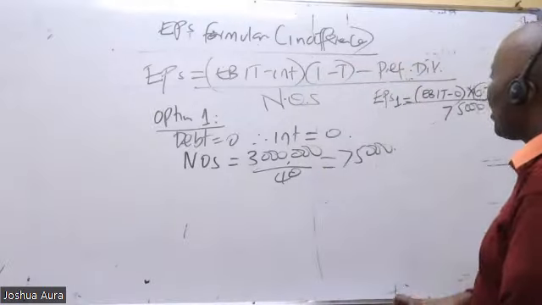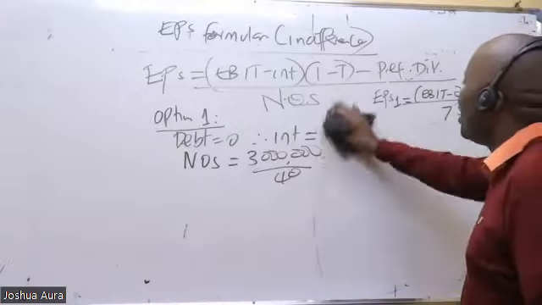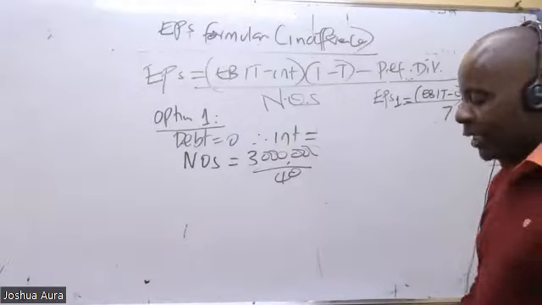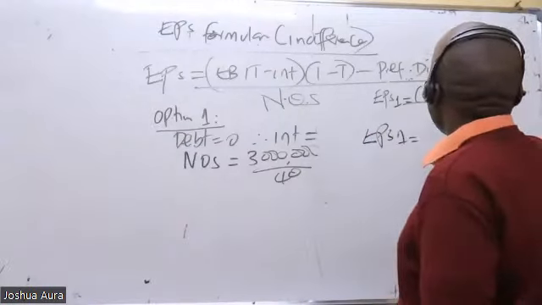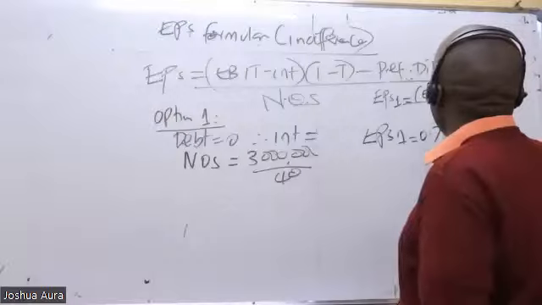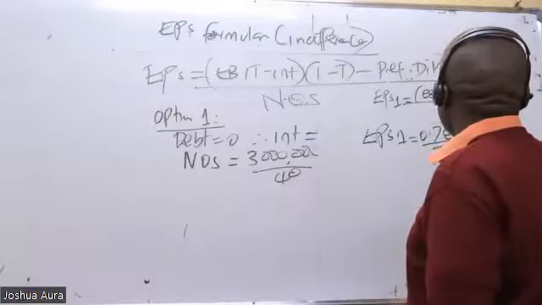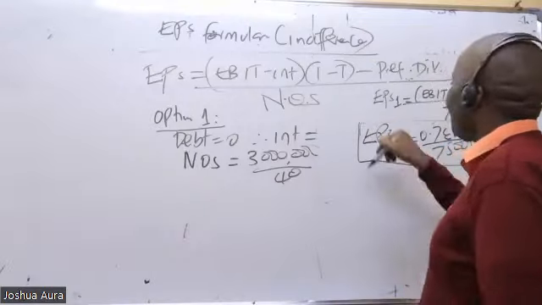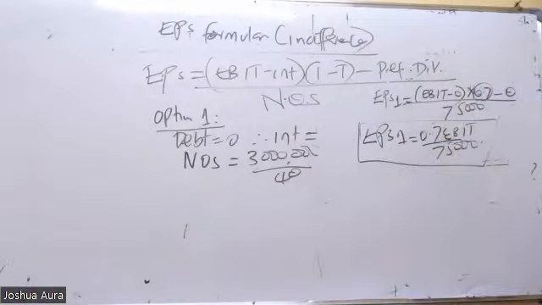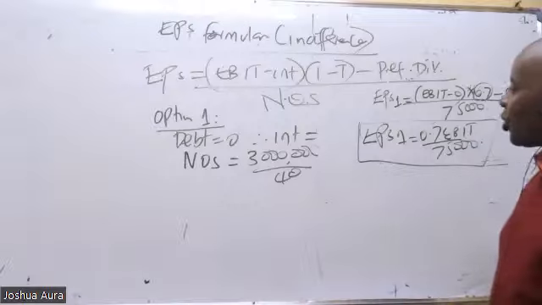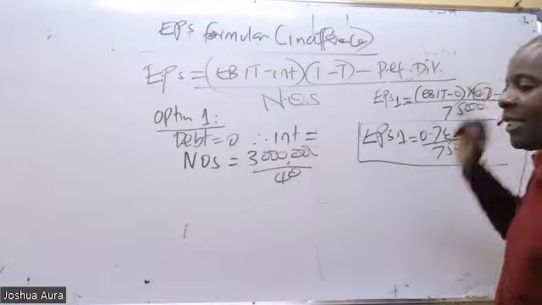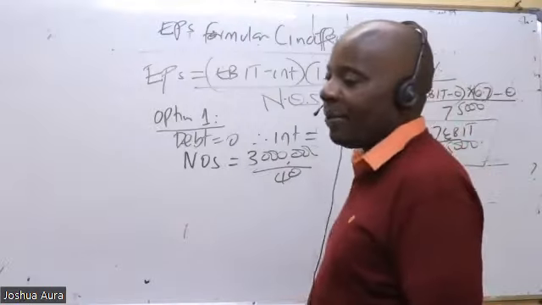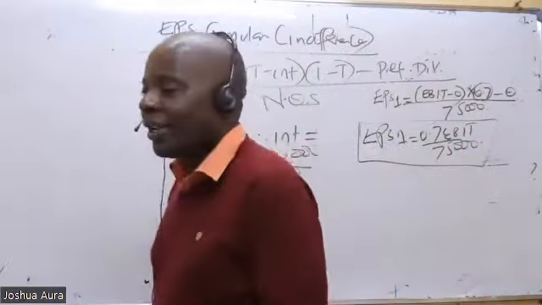So please go ahead and give us this EPS 1. EPS 1, if I take this, will be 0.7 EBIT all over 75,000, and then you block it like that. That's EPS, and it should come as an equation. Remember, under indifference points, you don't know EPS and you don't know EBIT. Those are the things you're looking for.